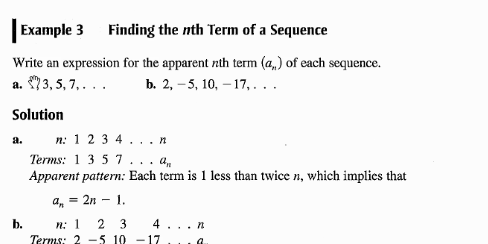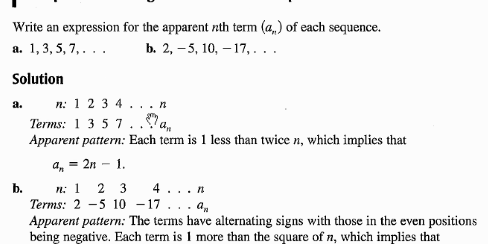Example number 3. Write an expression for the apparent nth term a sub n of each sequence. We have to use the word apparent because we're going to make our best guess as to what it is. Well, I see the sequence 1, 3, 5, and 7. So the domain is the integers 1, 2, 3, 4, and so on up to n, and these are like the y values 1, 3, 5, 7 up to a sub n.